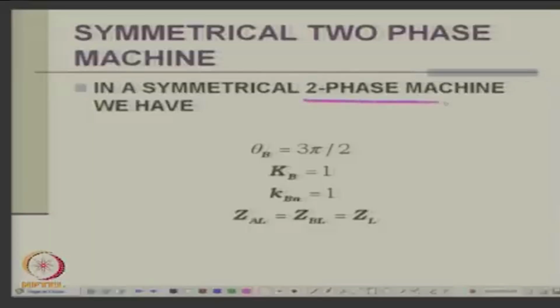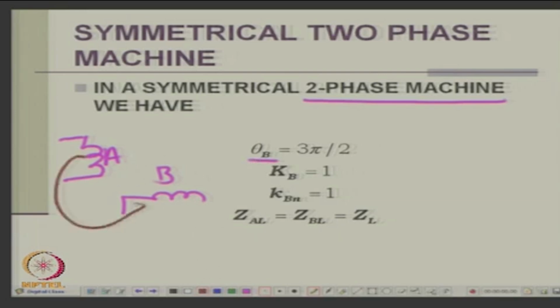Now, supposing next I take a symmetrical 2 phase machine. So far we have taken a symmetrical 3 phase machine. What will happen if I take a symmetrical 2 phase machine? A 2 phase machine will have 2 windings, symmetrical, let us say A and B. They are at 90 degrees. Then what will be the angle between these two? So, this angle theta B will be 3 pi by 2, is not it? Okay, 270 degrees, and they are the same.